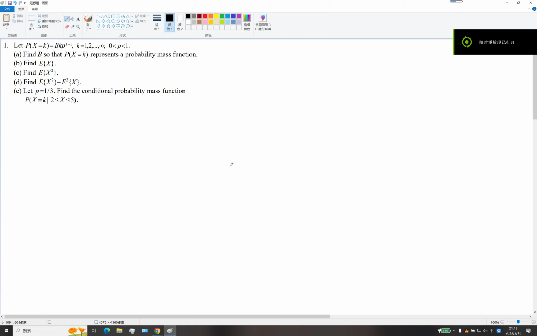Hello, this is question 1 of homework 3, and let's do it. Question A: find B so that P(x) equals K represents a probability mass function, which means that the answer is we should find the B that lets this be K P.